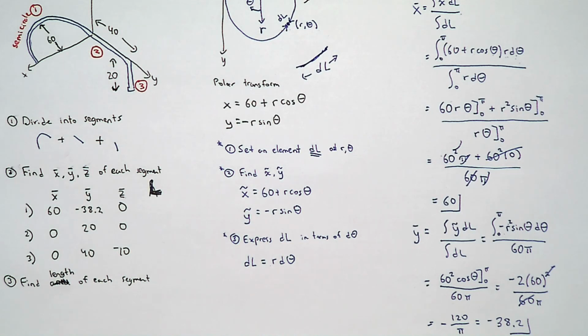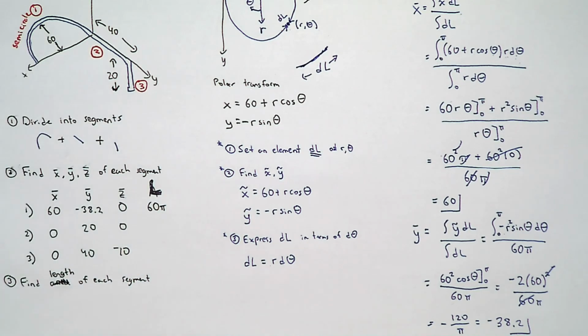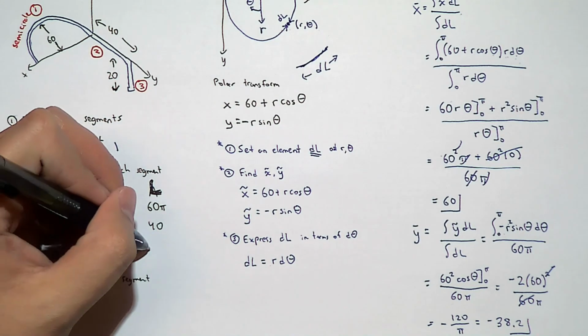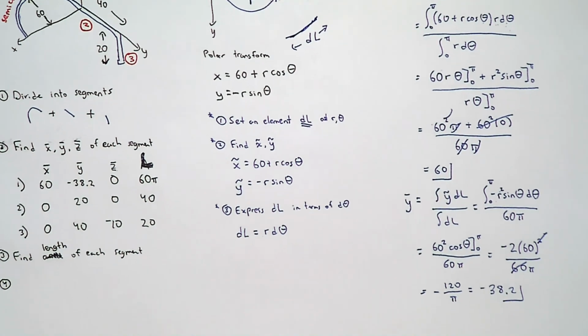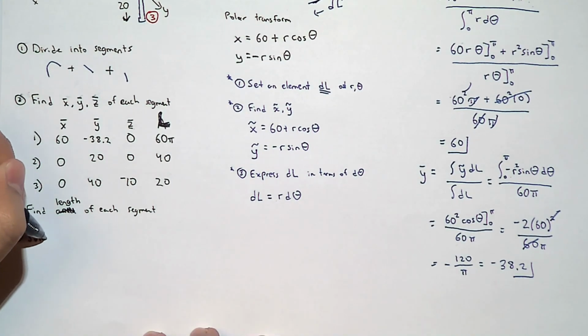Okay, good. I'll write 60 pi just so that we can reduce rounding error. But yeah, remember the circumference of a circle is 2 pi r. The circumference of a semicircle has to be pi r, pi times 60. What's the length of this second segment? 40. Third segment? 40. Good. And as you know, the fourth and final step is to solve. So how do we solve it?